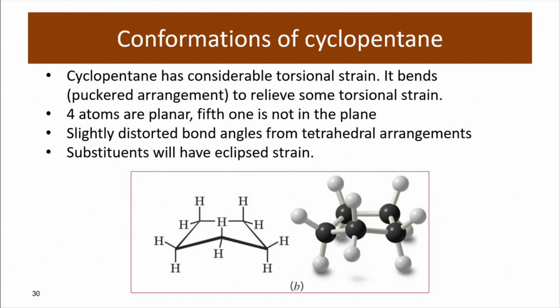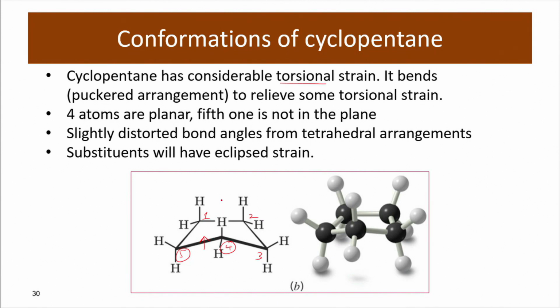The next one is the cyclopentane conformation. Here cyclopentane has considerable torsional strain, and to relieve that, it bends a little bit more. In this molecule, there are 5 carbon atoms. Let us number them 1, 2, 3, 4 and 5. Out of the 5 carbon atoms, 1, 2, 3 and 5 are in one plane, and the fourth carbon is a little bit above the plane.